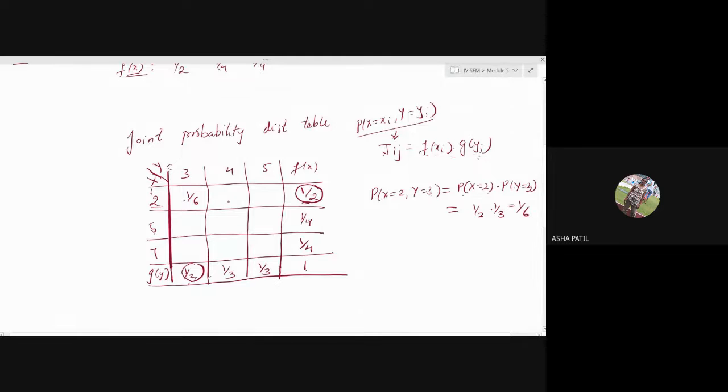Can you tell me the next value here? It is just a product of the corresponding marginal distributions. It is 1 by 2 into 1 by 3. Again it is 1 by 6. Now 1 by 2 into 1 by 3. Again you will get 1 by 6. Now for this value, 1 by 4 into 1 by 3, it is 1 by 12. Again 1 by 4 into 1 by 3, it is 1 by 12.